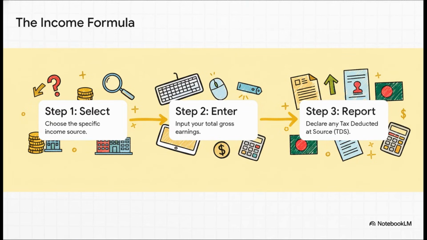And you know what's great? It doesn't matter what kind of income it is, salary, business profit, whatever. The process is always the same simple 3-step formula. Step 1, select the source. Step 2, enter the total gross amount you earned. And Step 3, report any tax that was already deducted at the source, what we call TDS. That's just the tax your boss or your bank has already paid for you.